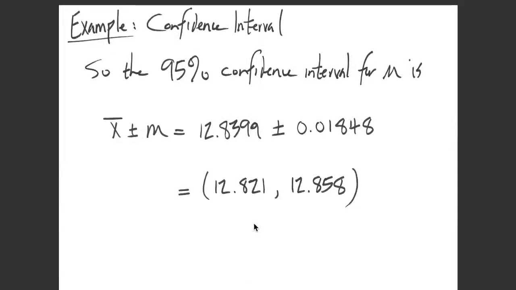So the 95% confidence interval for mu is going to be your X bar plus or minus the margin of error. That's 12.8399 plus or minus the 0.01848. And that goes from 12.821 ounces up to 12.858 ounces. So we're 95% confident that the true population mean weight of cereal in a box of chocolate-coated sugar bombs is between 12.821 ounces and 12.858 ounces.